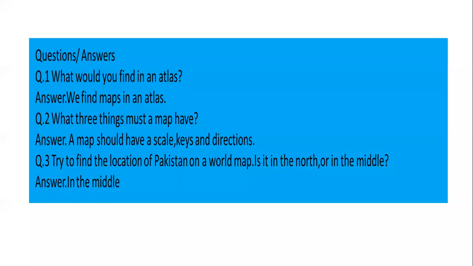Okay, number 2, what 3 things must a map have? As you have studied about 3 things in the previous slide, a map should have a scale, keys and direction. All these 3 things are very important. Scale, you can measure; keys, you can find the things and you can know what things you are going to find in the given map. And direction, very important. Compass direction, north, south, east, west, very important.